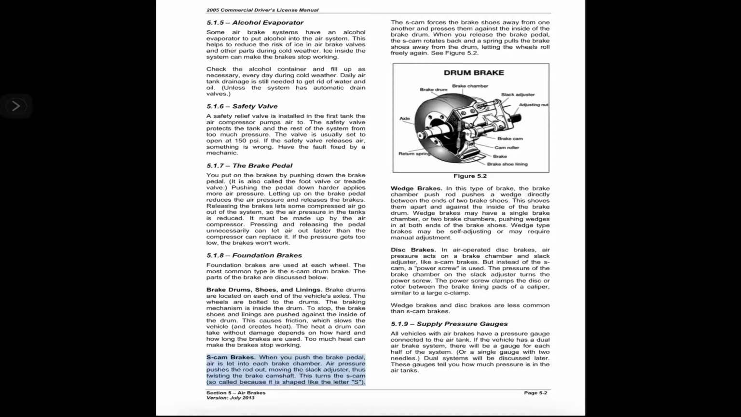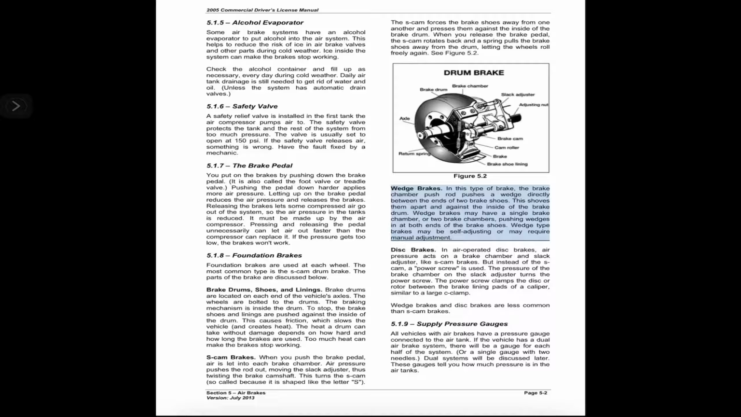S-cam brakes. When you push the brake pedal, air is let into each brake chamber. Air pressure pushes the rod out, moving the slack adjuster, thus twisting the brake camshaft. This turns the S-cam, so called because it is shaped like the letter S. The S-cam forces the brake shoes away from one another and presses them against the inside of the brake drum. When you release the brake pedal, the S-cam rotates back and a spring pulls the brake shoes away from the drum, letting the wheels roll freely again. See Figure 5.2.